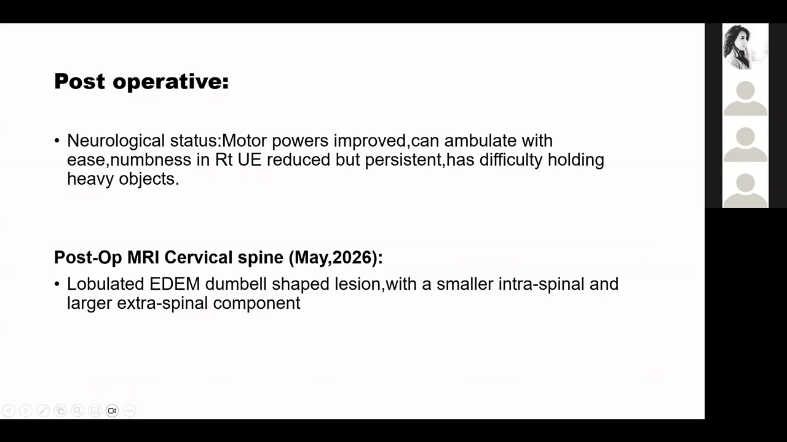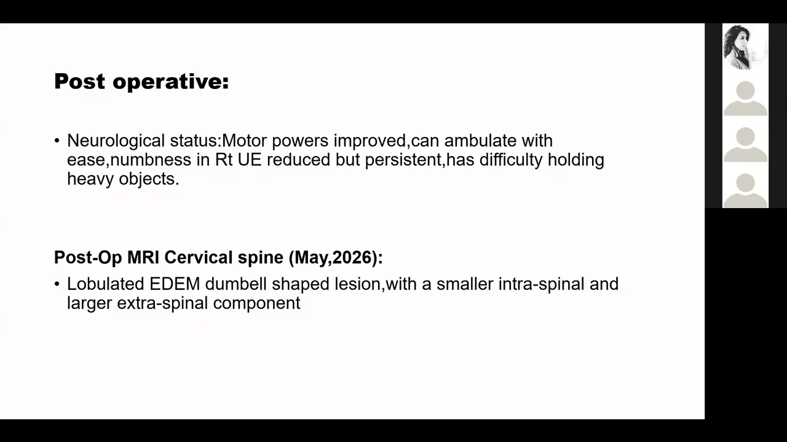So, she underwent the surgery in December 2025. She stayed fine, and neurologically, post-surgery, her status improved. Her powers improved. She was able to ambulate freely with ease, and numbness reduced in the upper limb. But she does complain it is still persistent, and she still faces difficulty holding some heavy objects.